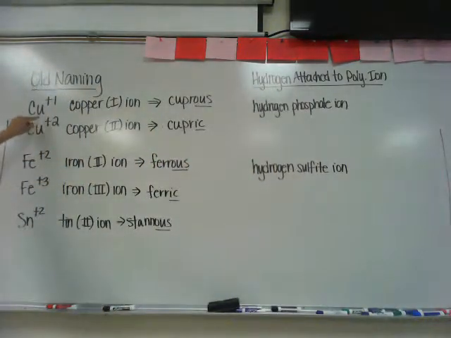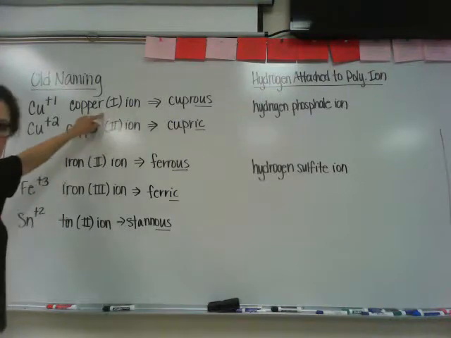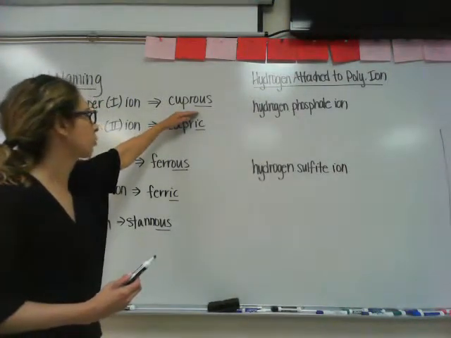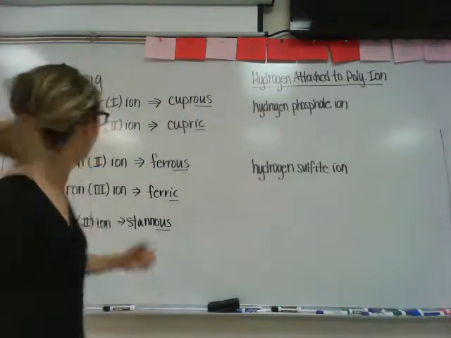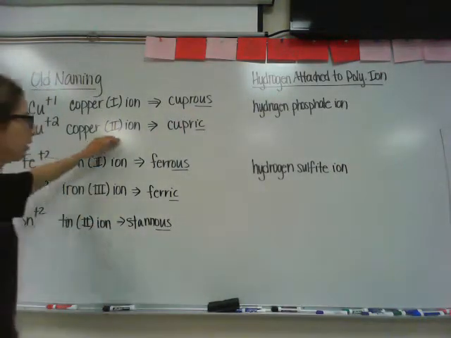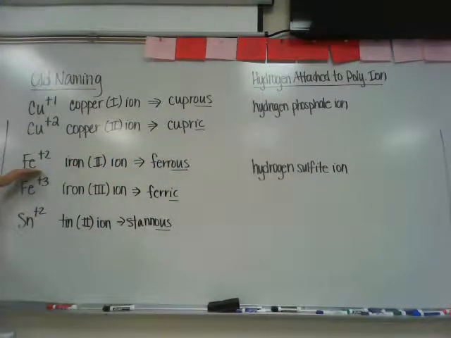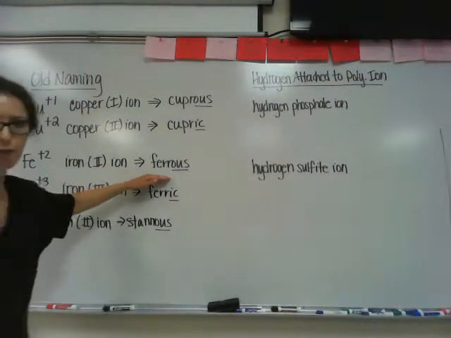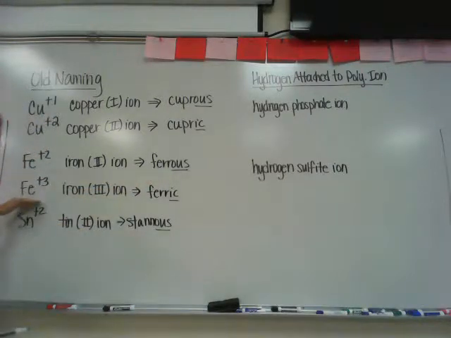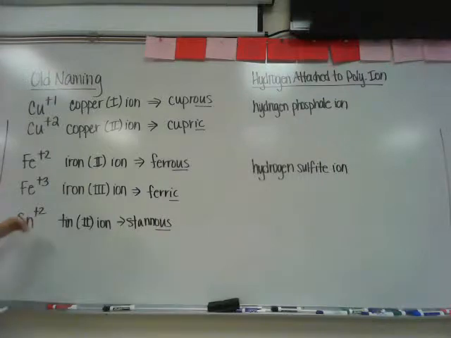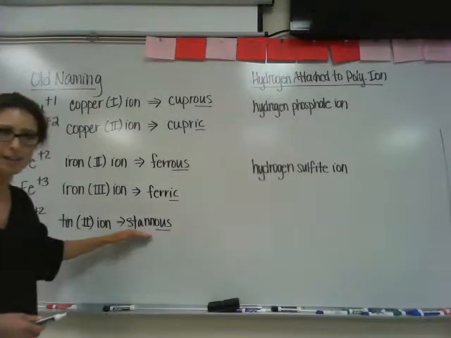So here, if you have the copper +1 ion, this is the normal way that we would write it, correct? But what they've done in the old naming system is they created cuprous. Okay, if you've got the copper 2 ion, it's actually cupric. And then if you have the iron 2 ion, it's actually ferrous. The iron 3 ion would be ferric. And then the tin 2 ion would be stannous.